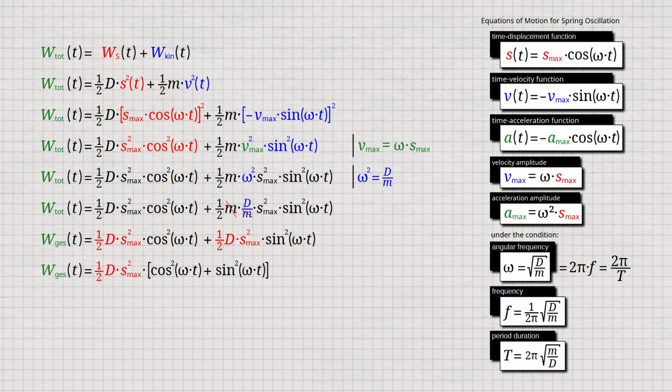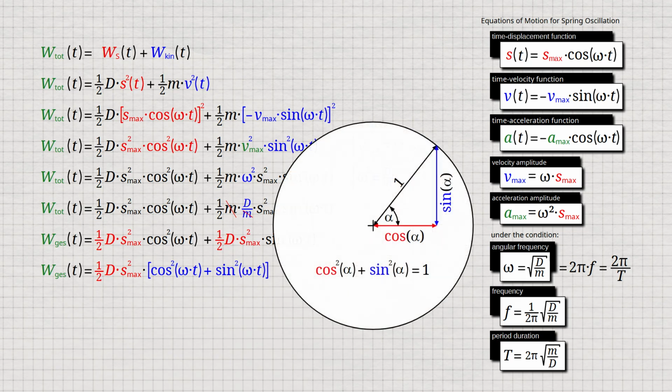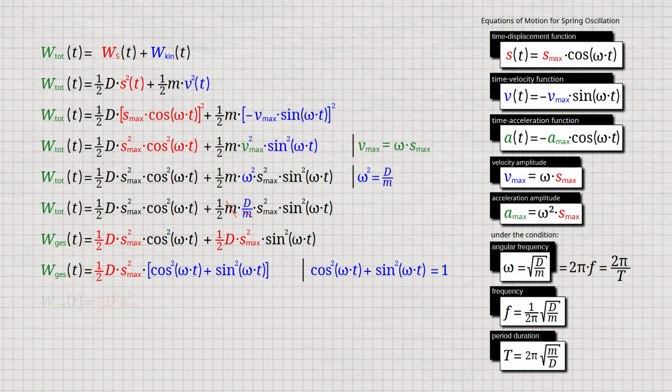Inside the bracket, we obtain the blue-marked expression cosine squared plus sine squared. Using the Pythagorean theorem, as illustrated on the unit circle, we see that this expression equals 1. It is now shown that the total energy at any given time is indeed independent of time and always equals the initially stored potential energy.